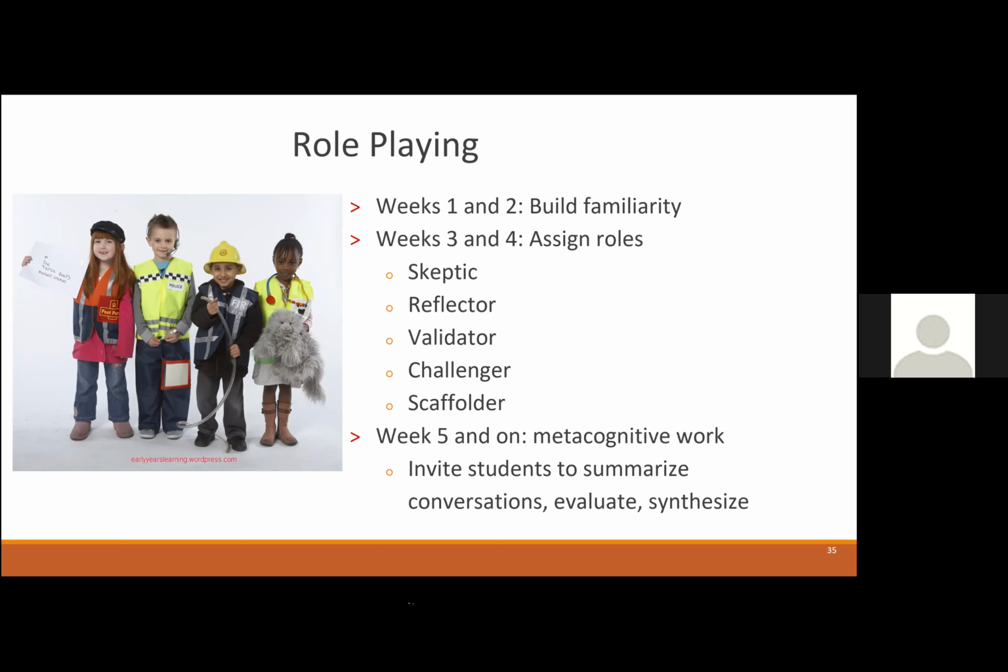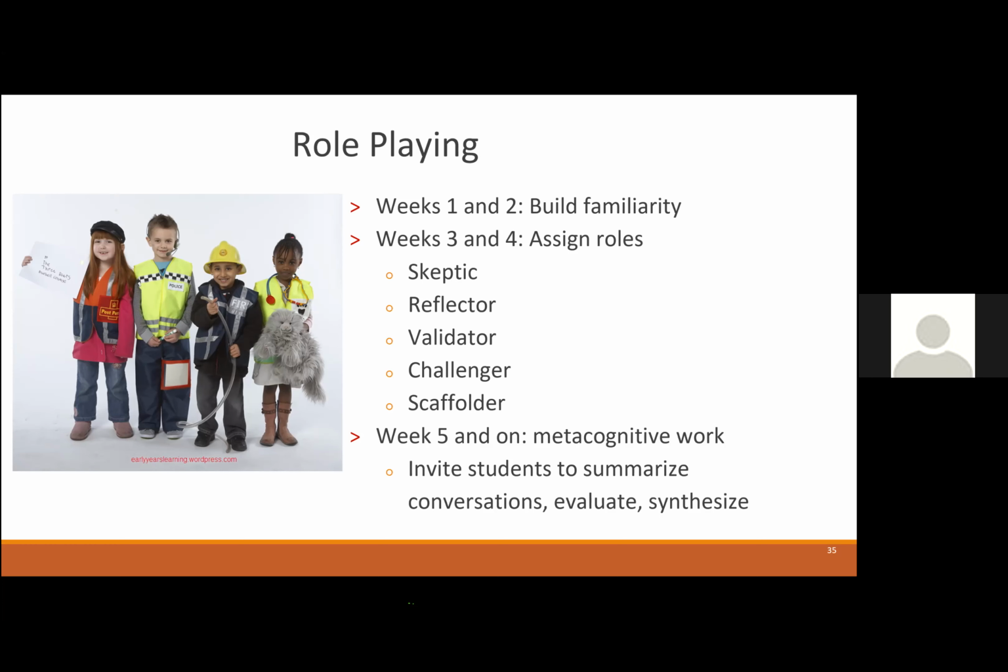That's a time you might want to start assigning some roles, having students play the role of a skeptic or a validator or challenger. It not only increases their critical thinking in the class, but it helps them develop a critical thinking disposition, which is really, really helpful. I'm sorry I'm missing the reference here, but if you are interested, I've got the reference.